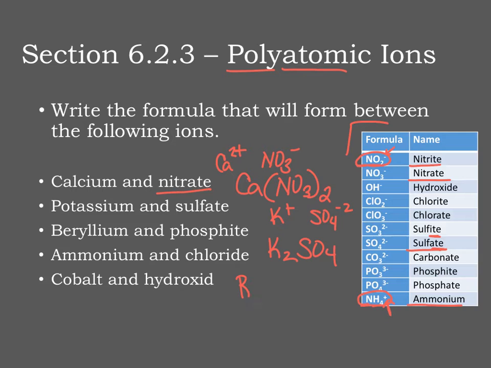Beryllium is in group 2. Phosphite, we have the ITE, is PO3 with a -3 charge. So here I'm going to need 3 berylliums to give me a +6, and I'm going to need 2 phosphates to give me -6.